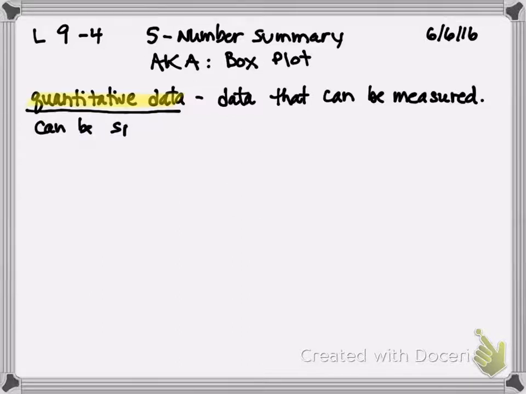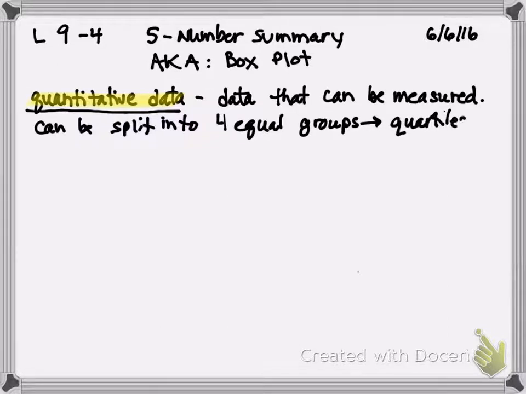Quantitative data can also be split into 4 equal groups, and those are called quartiles. What does quartiles sound like? Quarters. And how many quarters do we have in a dollar? 4. How many quarters do we have in our system here for the year? 4. We're in the 4th quarter, so we have 4 quarters. So that's what we're talking about.